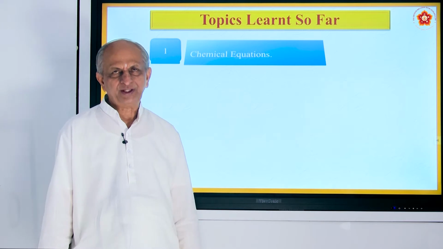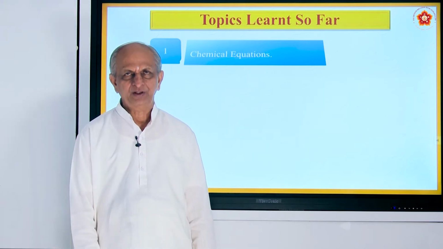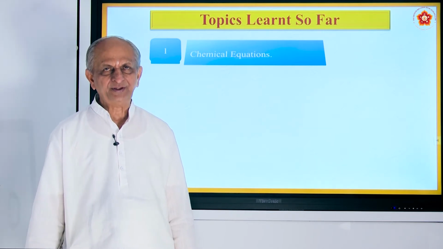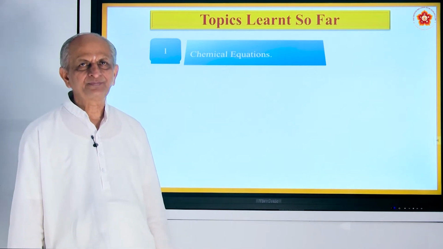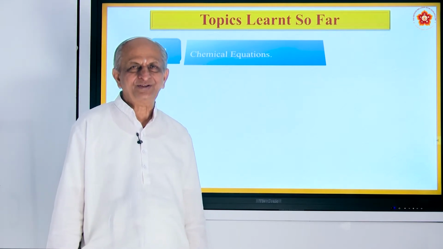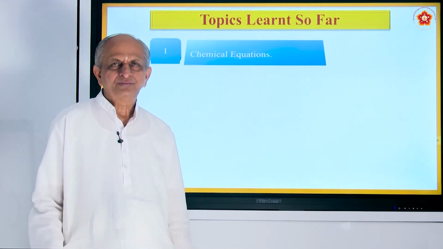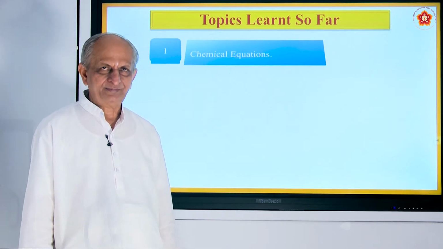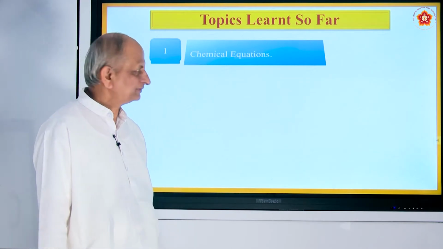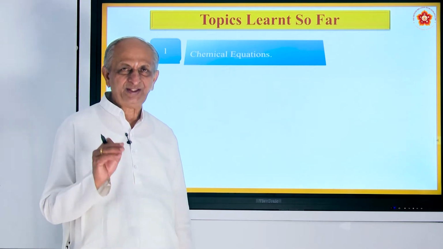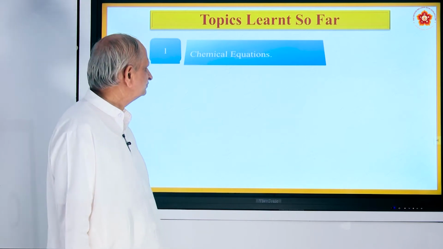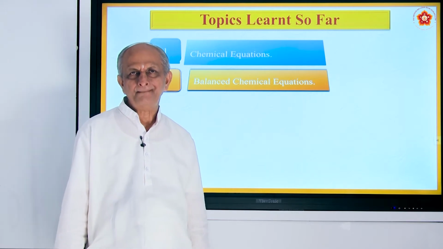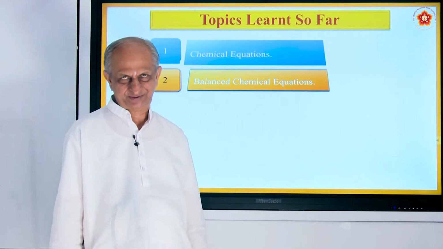We have seen about chemical equations. All the chemical reactions are represented by means of chemical equations. And these chemical equations will have symbols, formulas, is it not? And they should be balanced. And also you must write the physical state of matter. That's already you have seen. And also we have seen what is meant by balanced chemical equations.